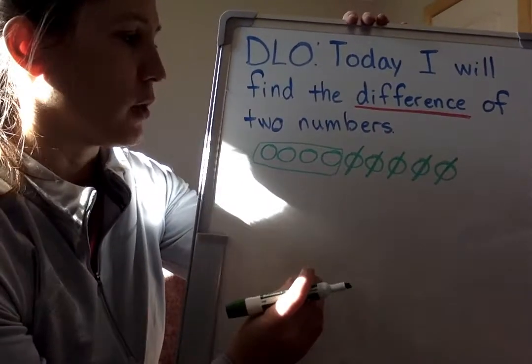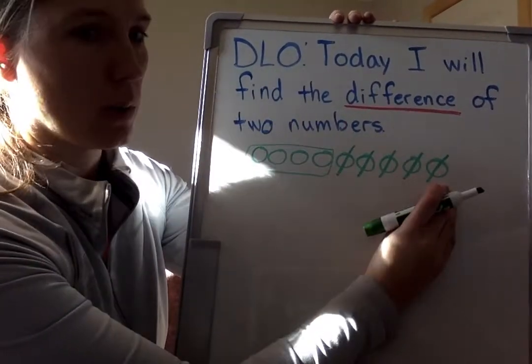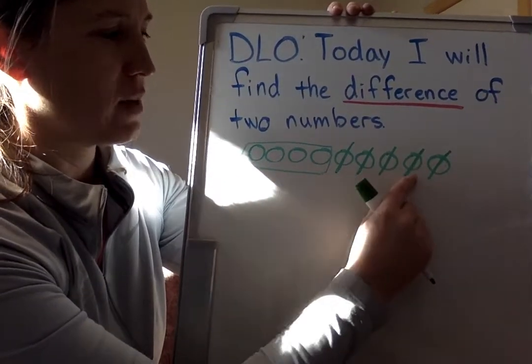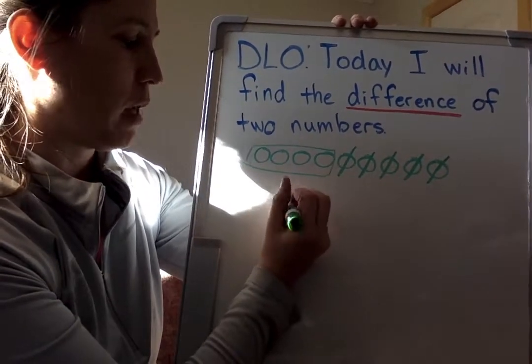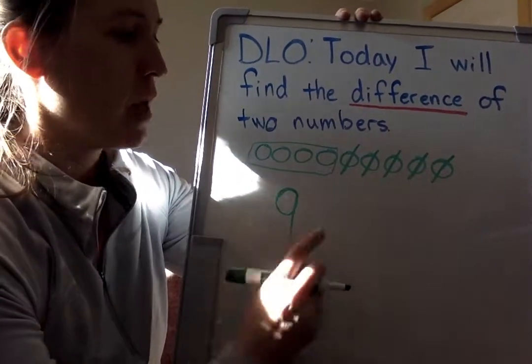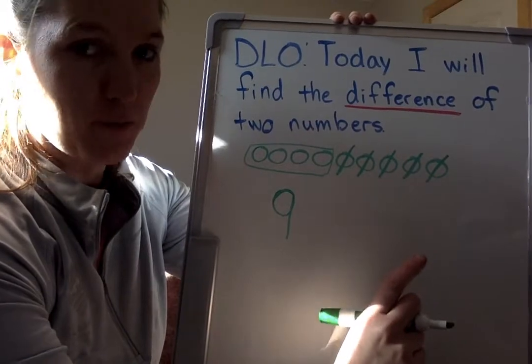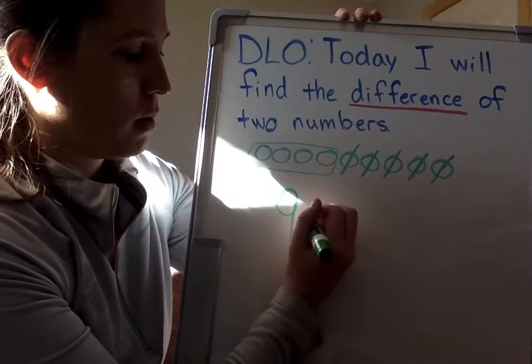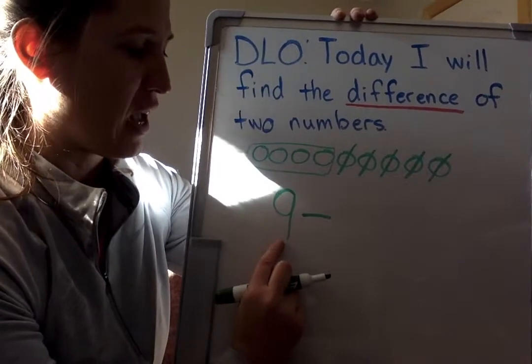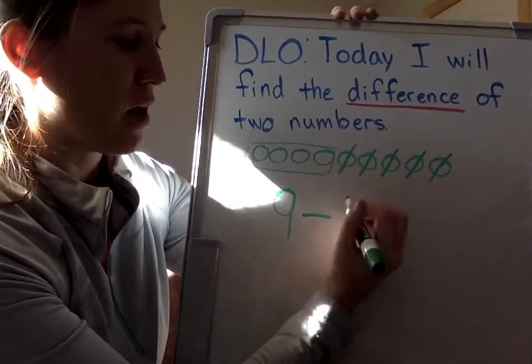Let's write an equation. How many cookies did we start with? 1, 2, 3, 4, 5, 6, 7, 8, 9. Make a loop and then a line. That's the way you make a 9. I took away 5. Take away. When we take away, what's our operation? Minus. I had 9. I took away 5.